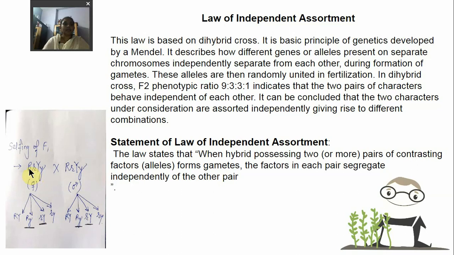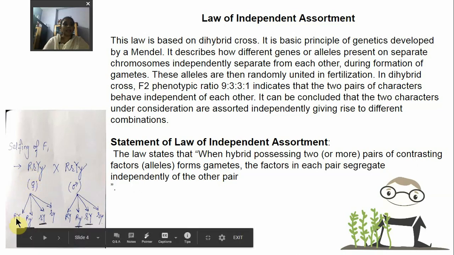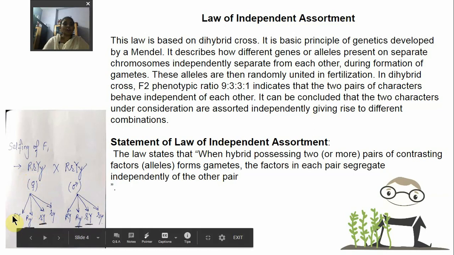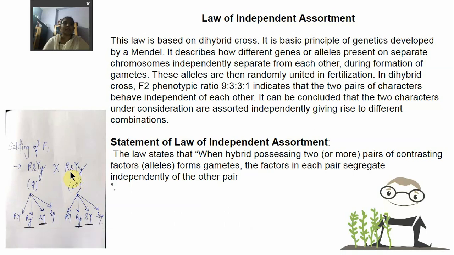That means when capital R small r capital Y small y form the gametes, this capital R may combine with capital Y, or capital R may combine with small y. Similarly, small r combines with capital Y and small r combines with small y. Means the round shape is not always bound with the yellow color of the seed, or the green color is not always bound with the wrinkled shape.